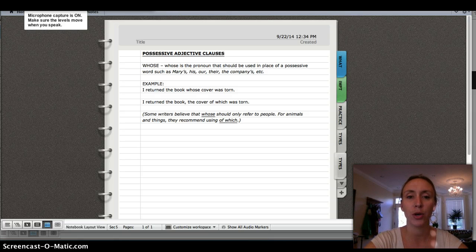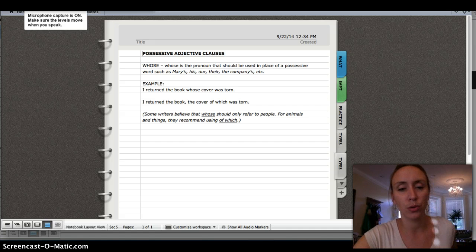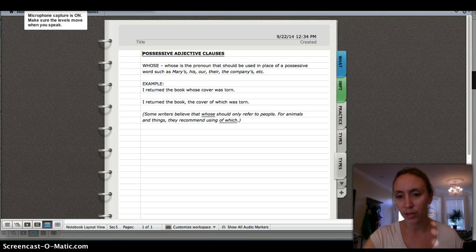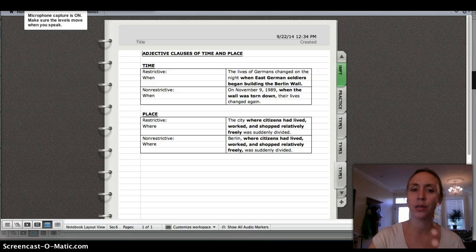I returned the book whose cover was torn. I returned the book, the cover of which was torn. Some people think whose should only refer to people. So in this case, we wouldn't attribute the book agency, but you could attribute it agency: the book whose cover was torn, or say the cover of which was torn. So you can replace whose with of which.